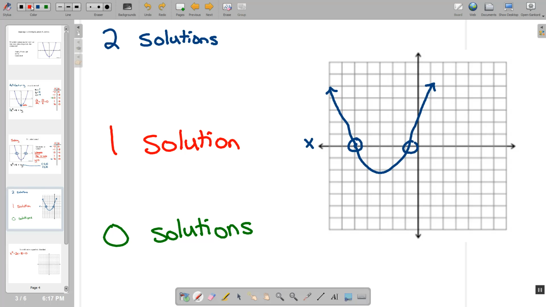Now, another example would be one solution. That would be something like where if it just hits this point, and then the function moves off like this. Okay, so that would be one solution.